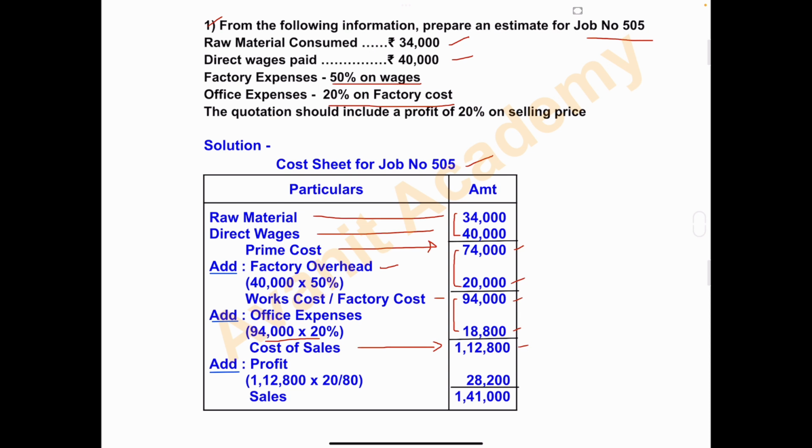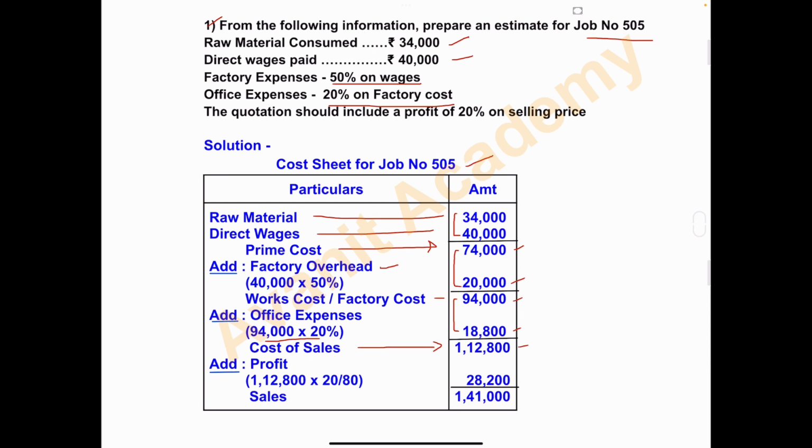So right here, add profit. The cost amount is 1,12,800 into 20 divided by 80. So in this problem the selling price was not given, so we have got the cost, the total cost, so on that cost basis we have to calculate the amount of profit.